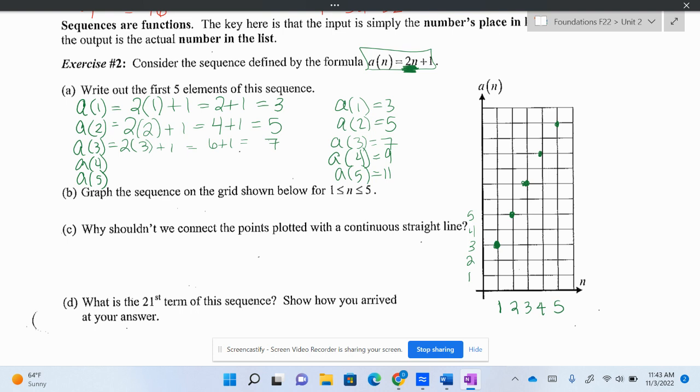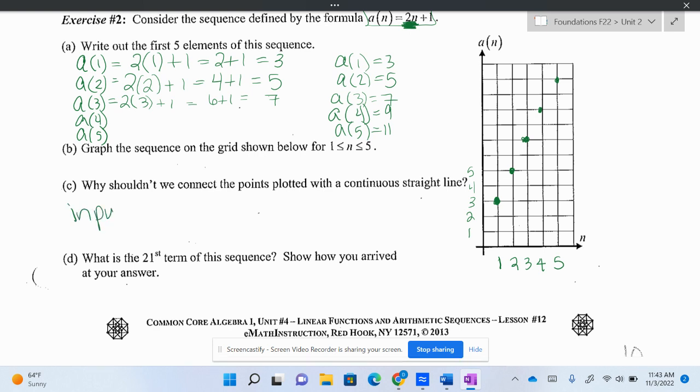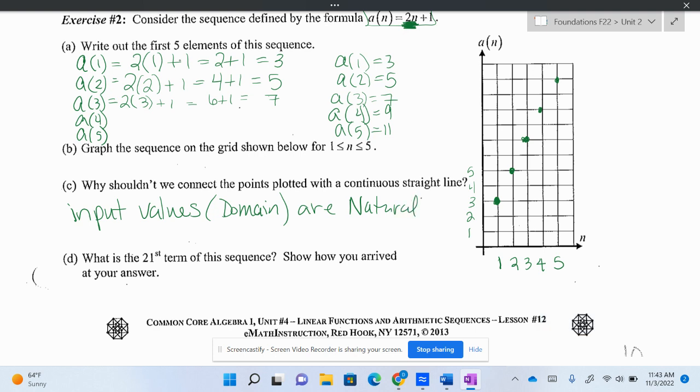Yes. Okay. So it says, why shouldn't we connect the points plotted as a continuous straight line? Well, that's because our input values, which we know the math term for is the domain, but it's easier to think of them as input values, are natural numbers.